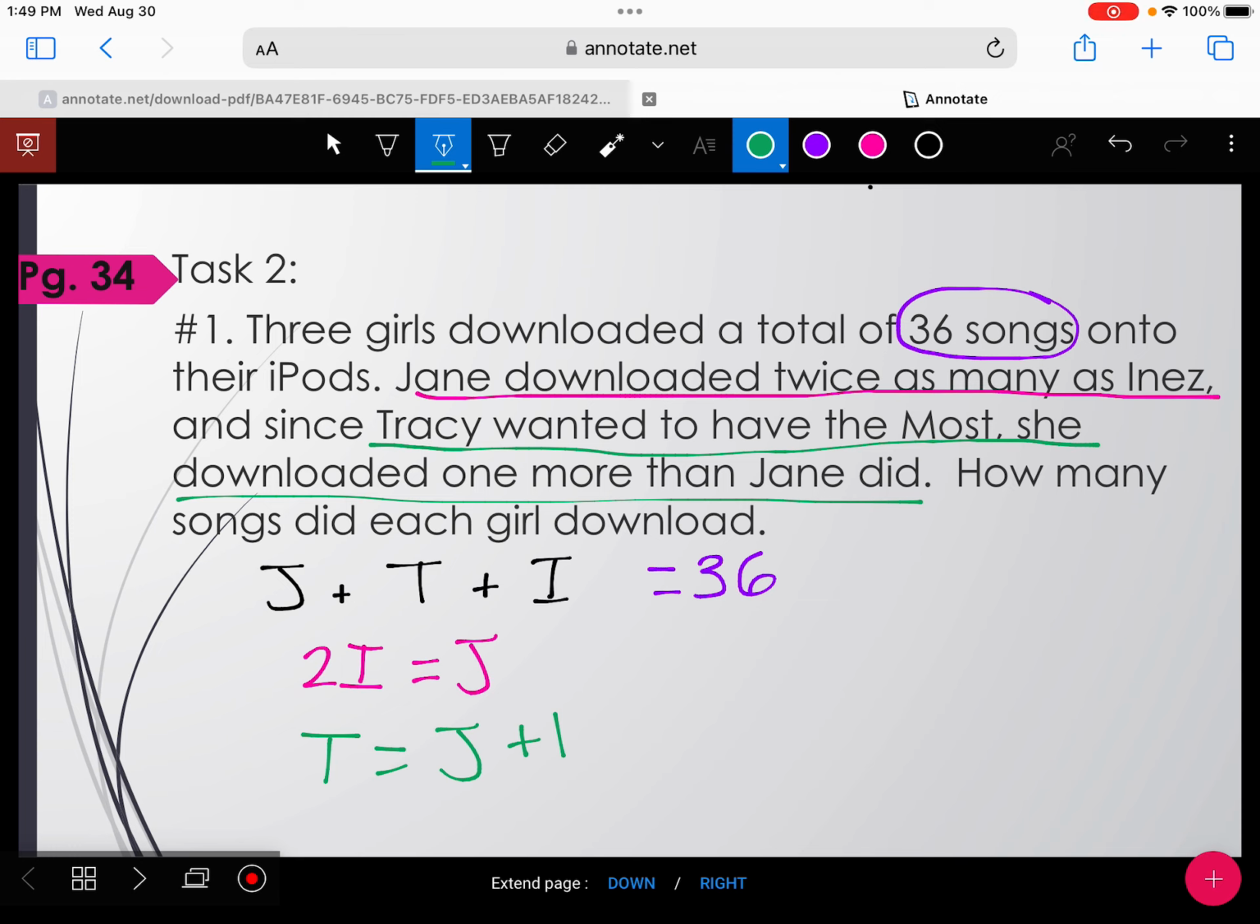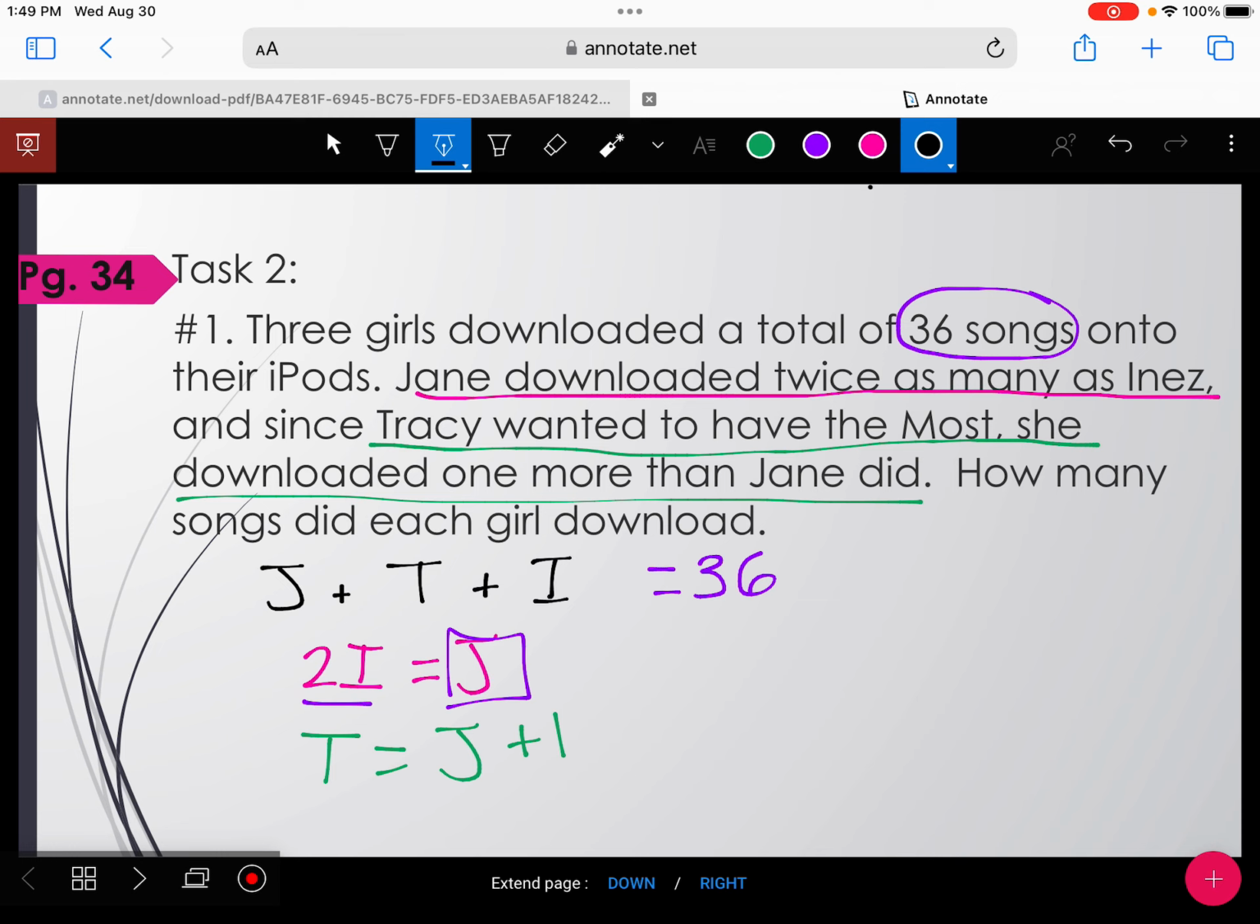So we've noticed here that I've got a J in this equation and a J in this equation. So the thought was I could take the fact that J is the same thing as 2I. Twice Inez is the same thing as Jane. Jane is the same thing as twice Inez. They mean the same thing. And we can throw styluses. So we could use a substitution, pulling up an Algebra 2 skill, to substitute in the fact that 2I equals J to get T in terms of I.